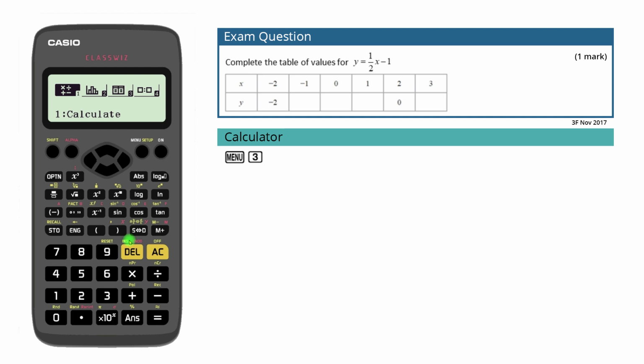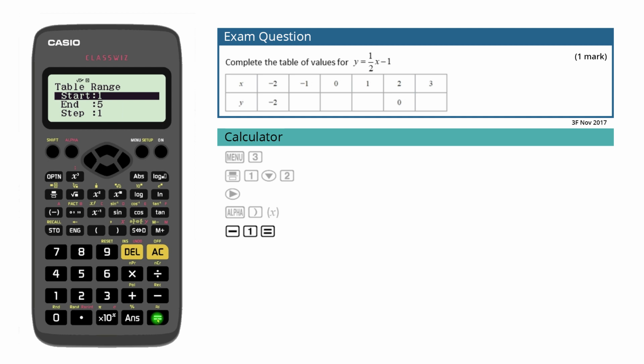First, press Menu and choose the table option, which is number 3, and now enter the equation. Press the fraction button and enter 1 for the numerator, and then scroll down to enter 2 for the denominator. Scroll right to exit the fraction and press alpha x, which is the close bracket key. Now, subtract 1 and press equals to enter the function.